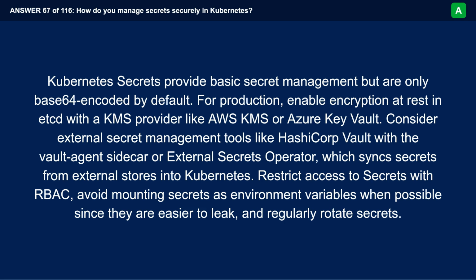Consider external secret management tools like HashiCorp Vault with the Vault Agent sidecar or External Secrets Operator, which syncs secrets from external stores into Kubernetes. Restrict access to secrets with RBAC. Avoid mounting secrets as environment variables when possible, since they are easier to leak, and regularly rotate secrets.